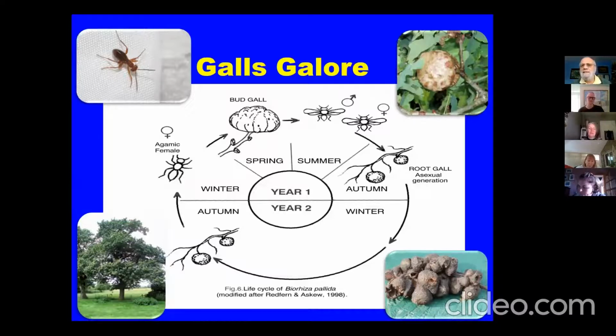Top right is the gall itself. In the spring, it tends to be flushed with bright pink. And bottom left, of course, is the host, the oak tree. But we'll start bottom right, where it says winter. The gall there is a gall on the roots of oak trees.